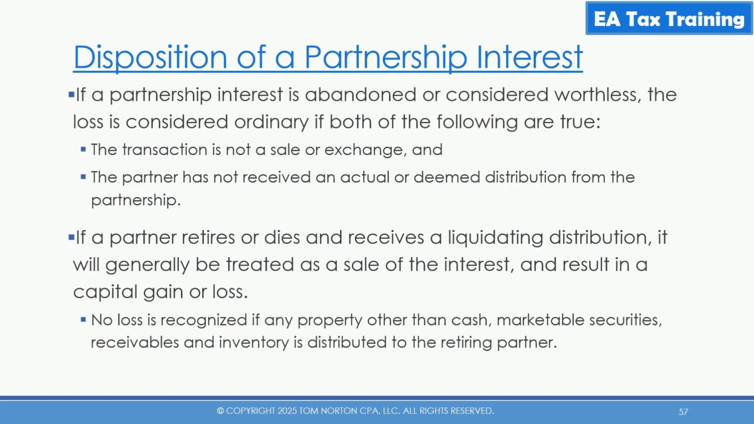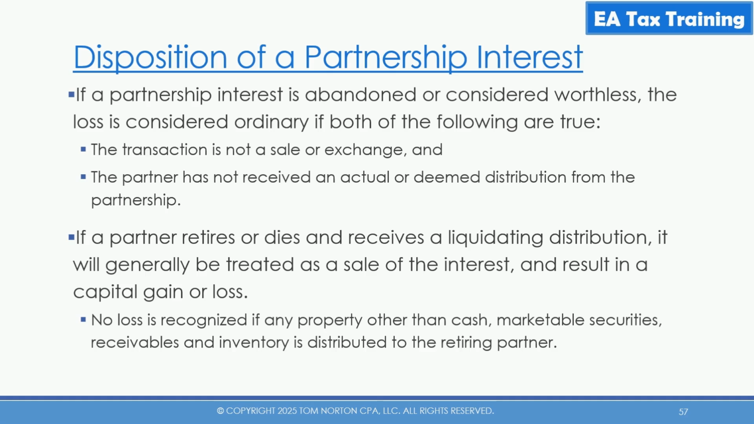If a partnership interest is abandoned or considered worthless, then the loss is considered ordinary if both of the following are true. First of all, the transaction is not a sale or exchange. And secondly, the partner has not received an actual or deemed distribution from the partnership. So this is when the partnership is going out of business, paid off its liabilities, and there's nothing left. There's nothing to give to the partners. In that case, the partners can take an ordinary loss for their basis in the partnership.